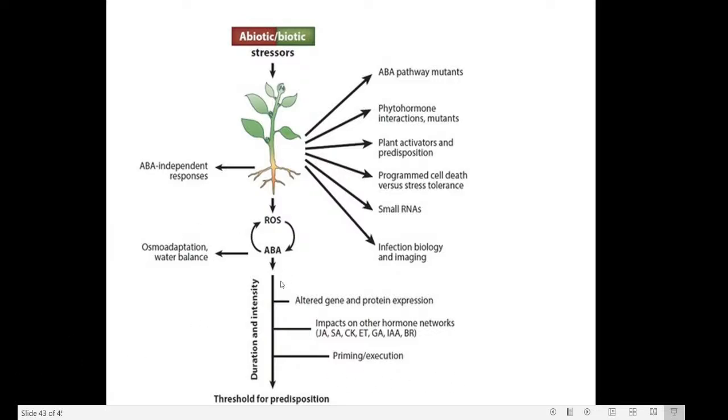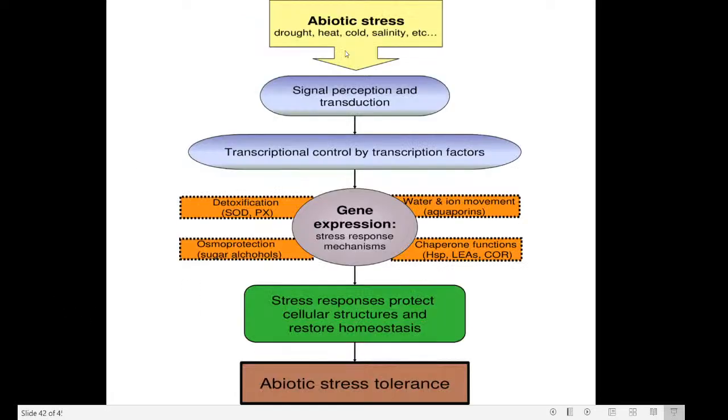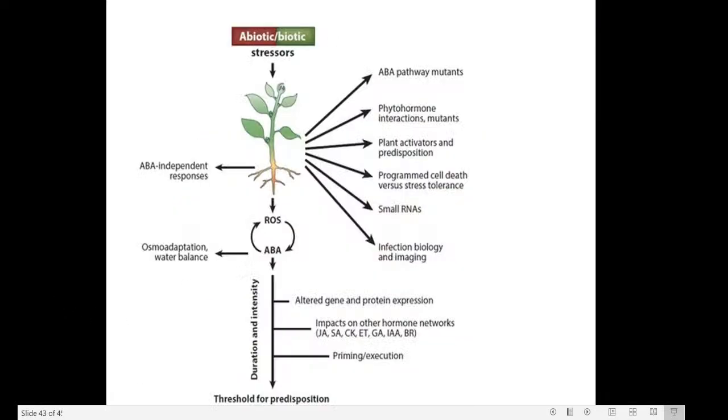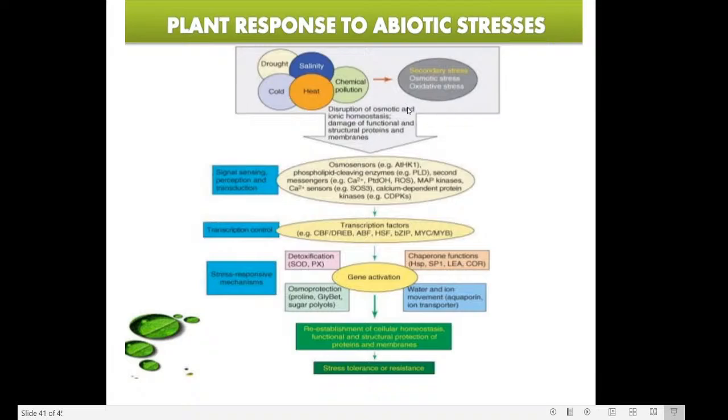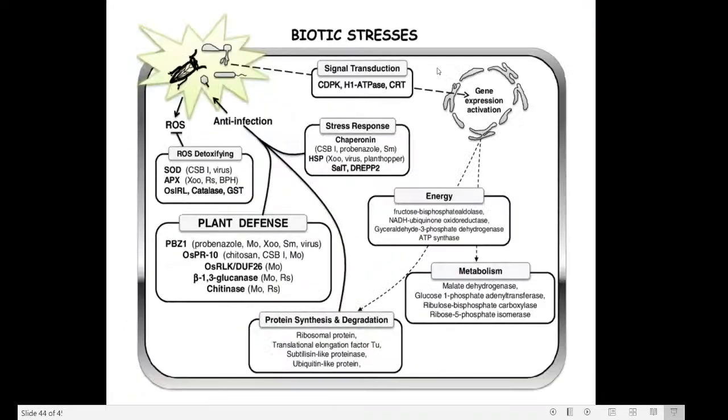Then another is that the abiotic conditions cause osmotic disruption and ABA receptor effects. Here itself they mention oxidative stress and osmotic stress. This is the biological function stress. In the biological stress, it affects the signal transduction, so that directly affects the gene expression.